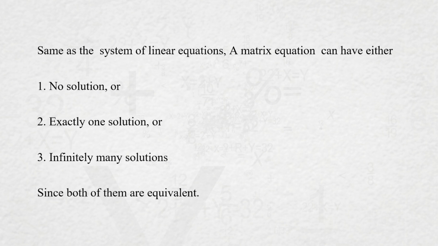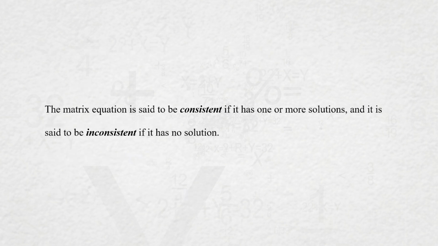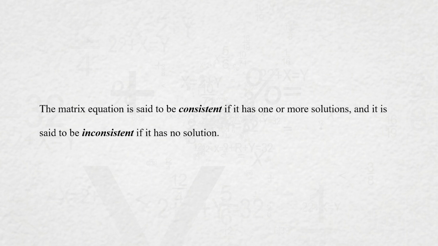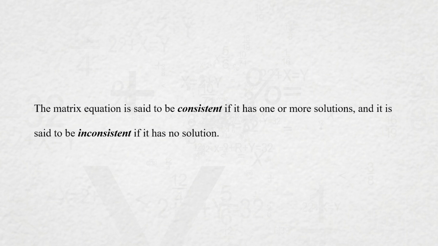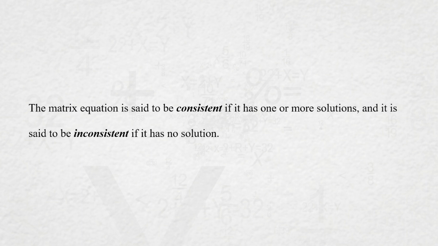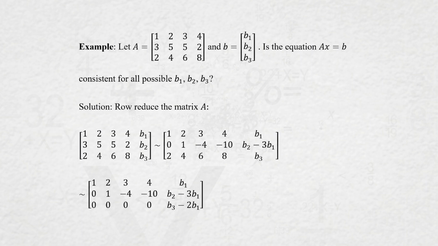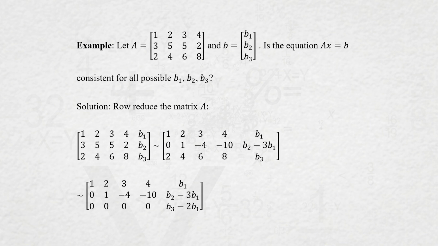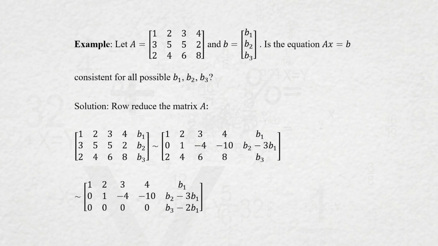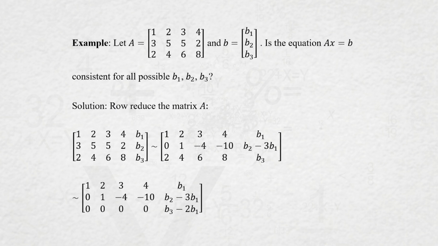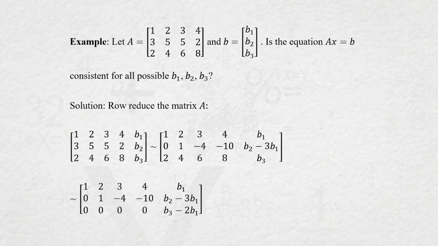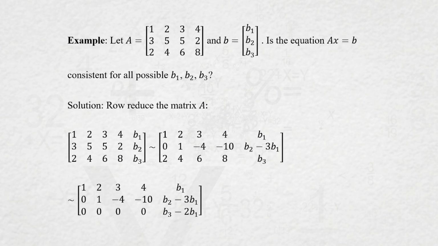Since both of them are equivalent, the matrix equation is said to be consistent if it has one or more solutions, and it is said to be inconsistent if it has no solution. An example is on the screen. We shall consider matrices A and b. Is the equation Ax = b consistent for all possible b1, b2, b3? That is the question for us, and we have solved that.